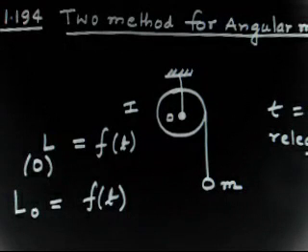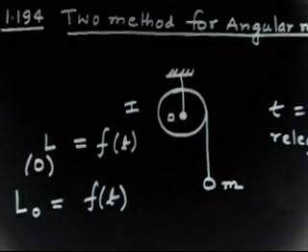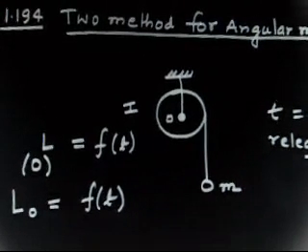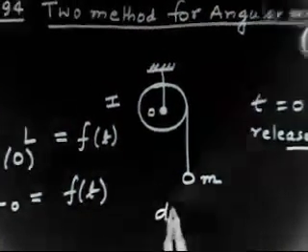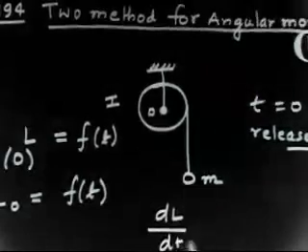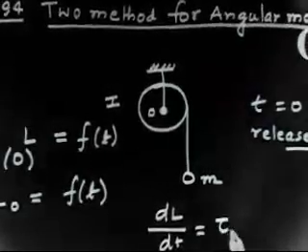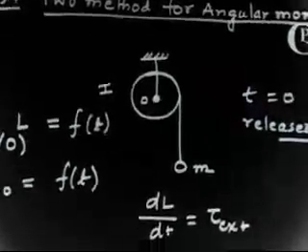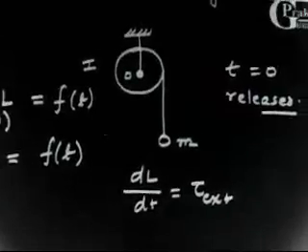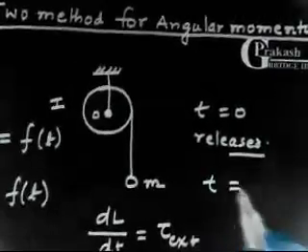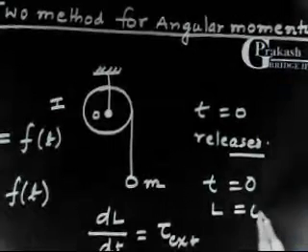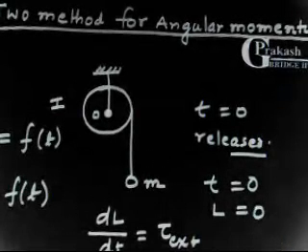So how will we proceed? One way to proceed is that we can use the expression dL by dt equals external torque, and then integrate. At t equals 0, the system is at rest. Nothing is moving, no angular velocity, so angular momentum will be 0 at t equals 0.